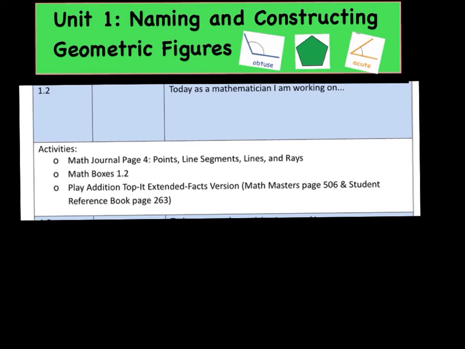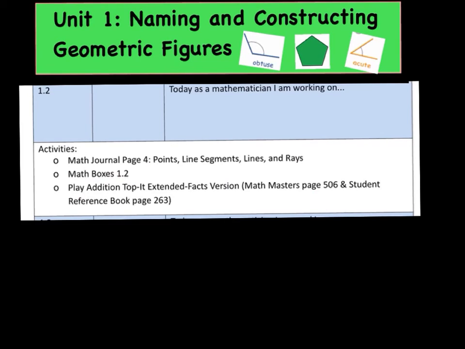For today's work, you'll be working on Math Journal page 4, finishing Math Boxes 1.2, and after that, playing Addition Top It Extended Facts version. You can look at that on the Student Reference Book, page 263 for the directions, and you'll have Math Masters page 506 to play that game.